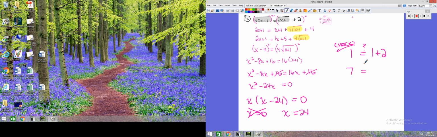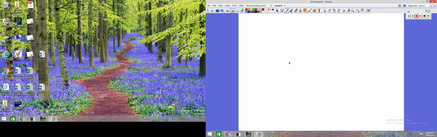Now, the question is, on the right-hand side, we've got 24 plus 1. Hey, that's 25. And the square root of 25 is 5, and 5 plus 2 is 7. So this one checks. I believe our solution set only has 24 in it, that this x equals 0 was an extraneous solution, an extra solution. All right, so let's keep going.